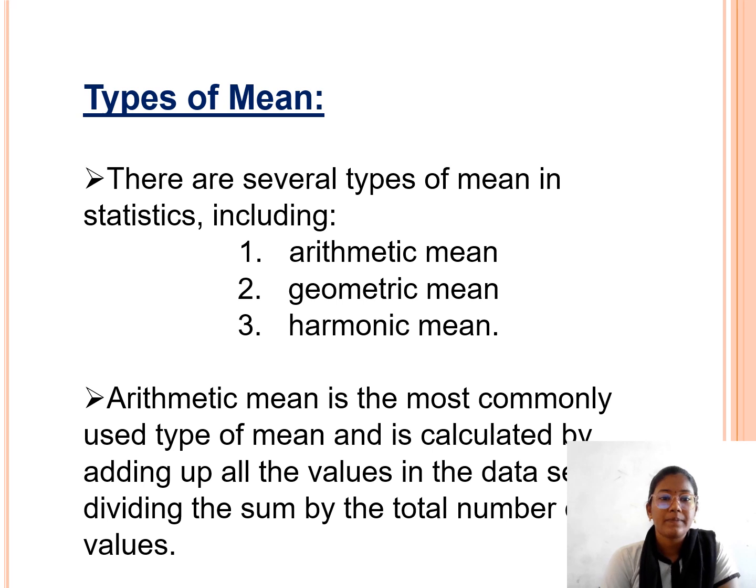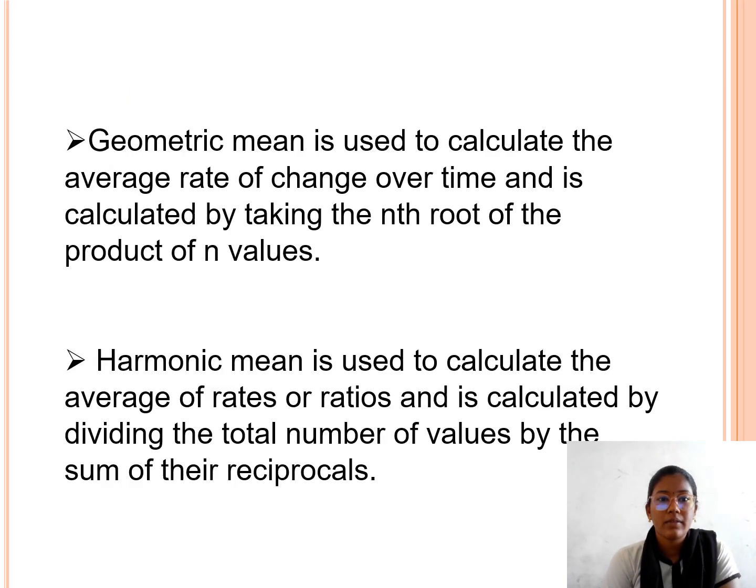Types of means. There are several types of means in statistics, including arithmetic mean, geometric mean, harmonic mean. Arithmetic mean is the most commonly used type of mean and is calculated by adding up all the values in the data and dividing the sum by the total number of values.